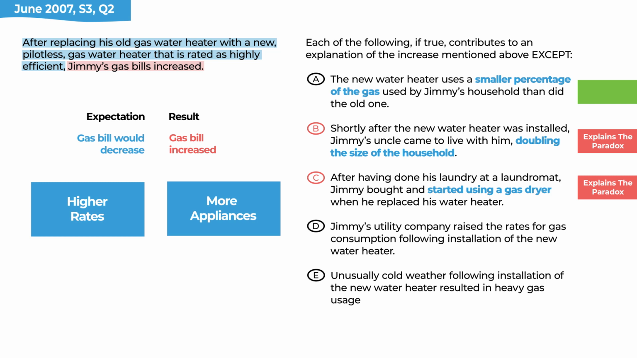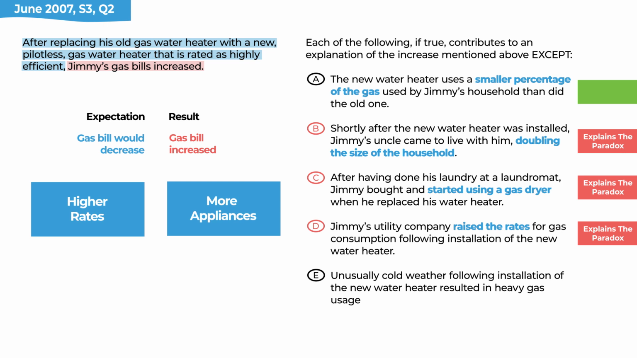Answer choice D says that Jimmy's utility company raised the rates for gas consumption following installation of the new water heater. If the rates went up, well, then even if Jimmy's using less gas, it may still mean that the bill overall is up. That explains it. Let's get rid of answer choice D.